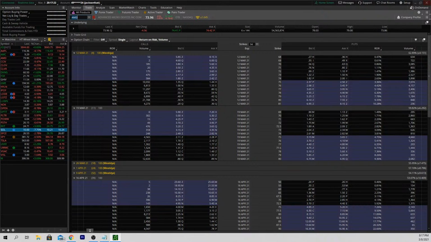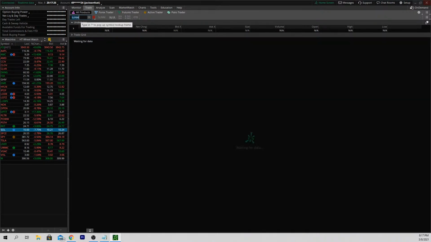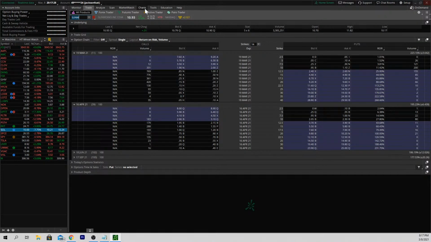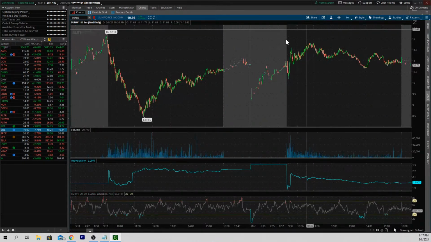So let's see, next question: thoughts on SUNW 10 strike puts. Let's take a look. Trading at $10.93. The first thing we like to do, obviously, when we look at the ROR column here for the puts is see some great premiums, but if I had to take a guess without having looked at this, this is probably one that's run up a pretty decent amount lately.